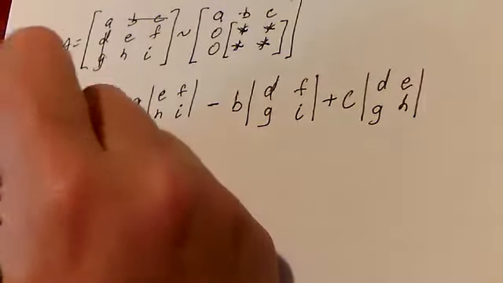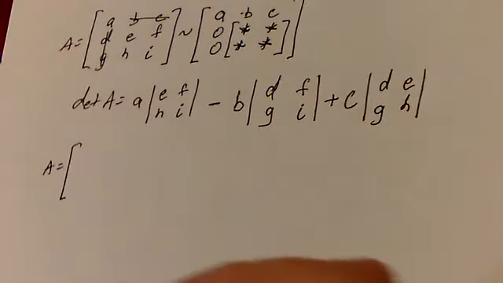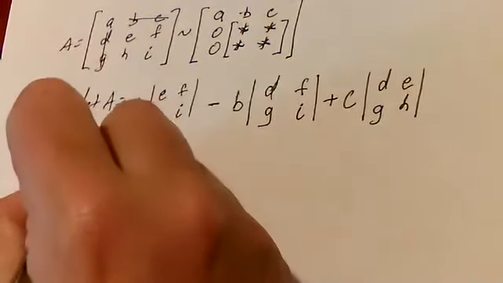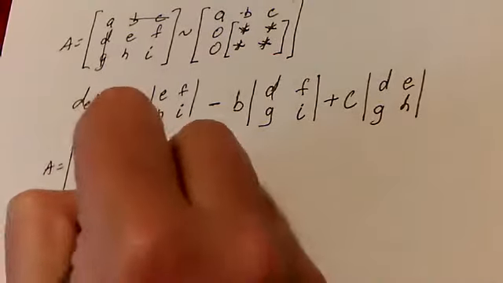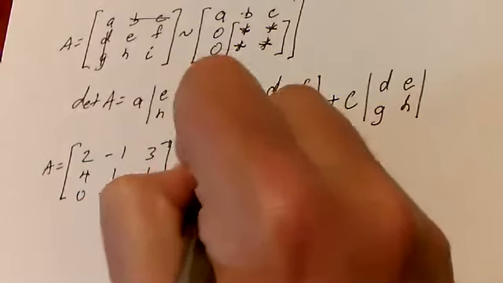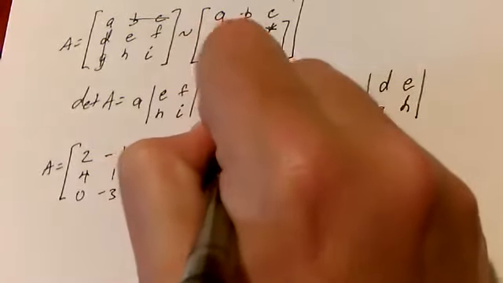So first, let's take a new matrix here. Let's call it A again. Sorry, I lack creativity in my matrix naming. 2, -1, 3, 4, 1, 1, and 0, -3, 0. Okay, and we're going to look at its determinant. So I'm going to do the cofactor expansion here. That's what this is called. This is called cofactor expansion.